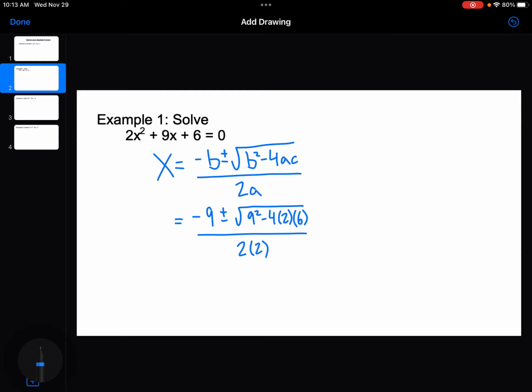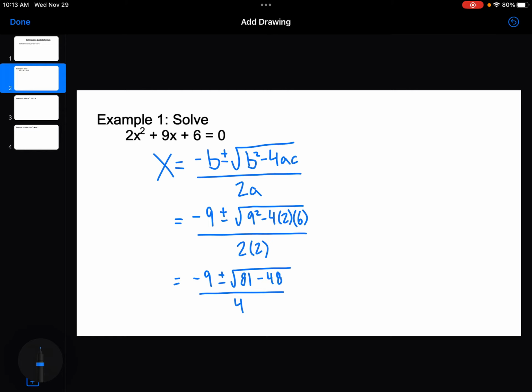When we're doing these questions, a lot of the time you'll have numbers that you can easily multiply. The thing we have to be careful with is under the square root: if the a or the c value are negative, we're actually adding those values, not subtracting. In this case, though, they're not. So we get negative 9 plus or minus the square root of, the square of 9 is 81. 4 times 2 is 8, times 6 is 48. So we get that there, and then we have over 4.